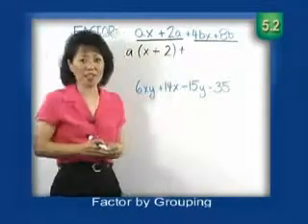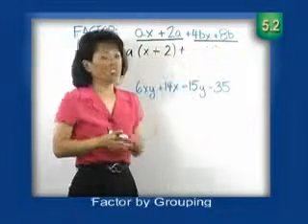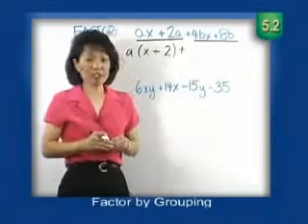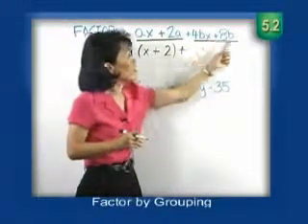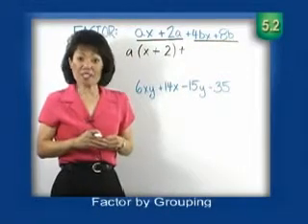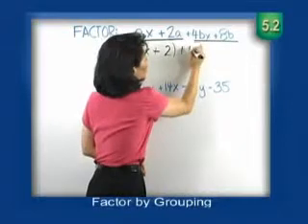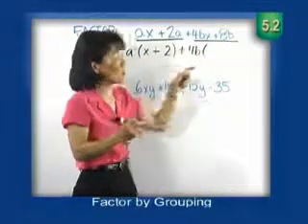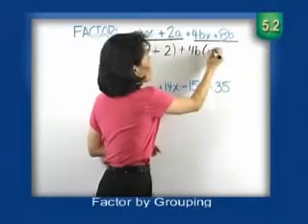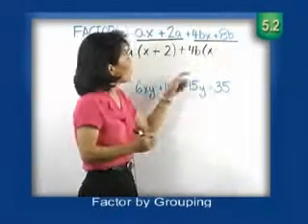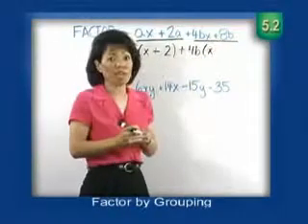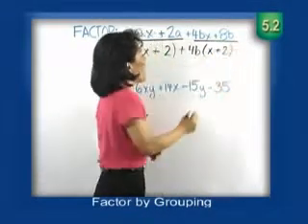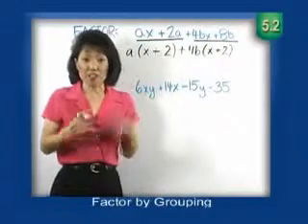Same thing to the second pair. 4bx plus 8b. Look for the GCF. Is it standing out? We can see that they both have a 4 in common. They both have a b in common. So 4b would be the GCF. Let's write that down. 4b, parentheses, 4b times what gives me 4bx? It's only missing the x. 4b times what gives me 8b? How about plus 2?